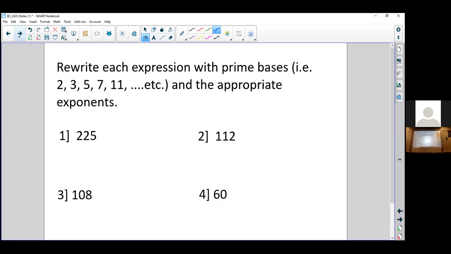Okay, so we want to rewrite each expression in prime bases. So 225. I like doing these starting out kind of as maybe a factor tree.